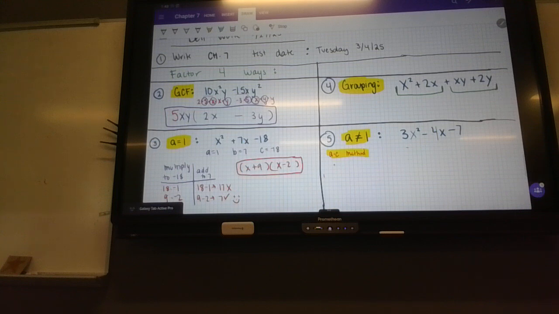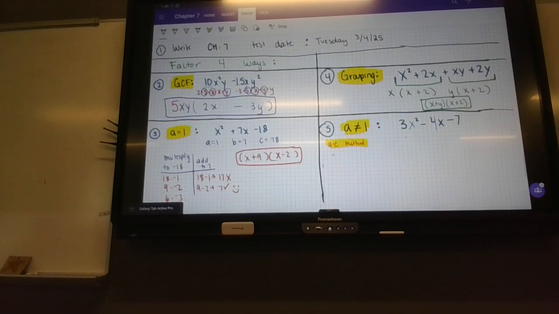Gabe, what can I take out of the first 2? What do they have in common? And then what's left in parentheses? X plus 2. And what do these have in common? The y, and what's left in parentheses? X plus 2. So the x plus y goes together and the x plus 2 goes together. And that's factor by grouping. That wasn't bad. That was one of our easier factor by grouping questions.